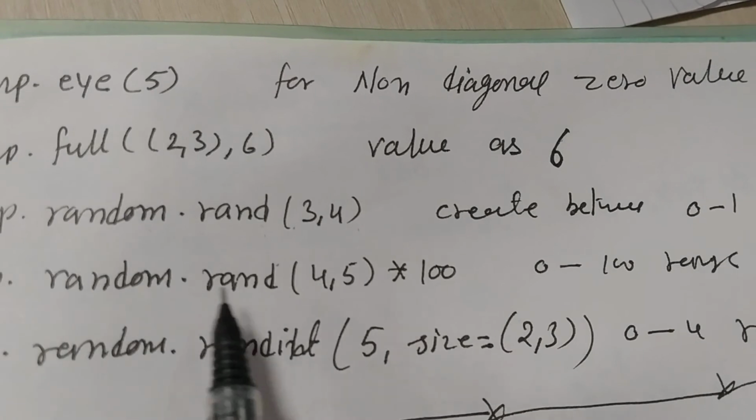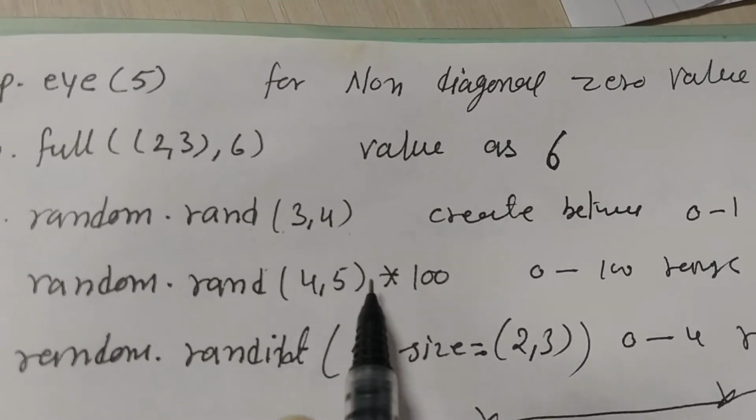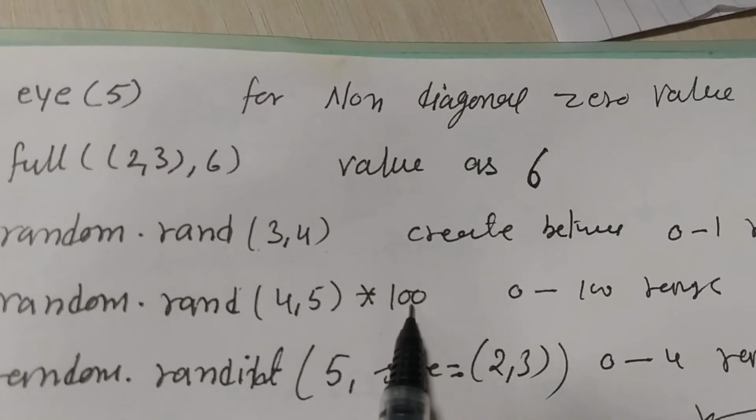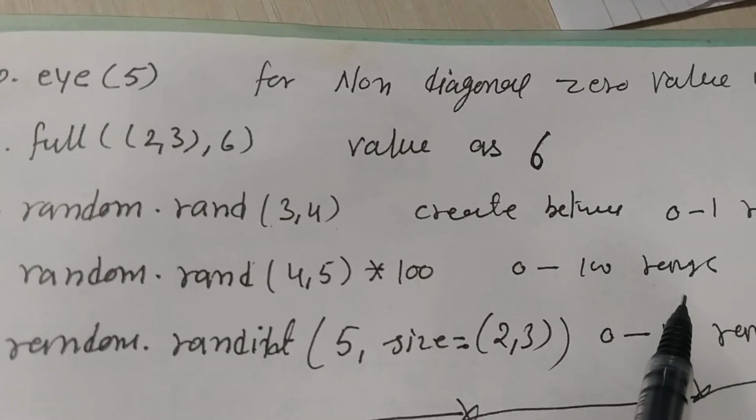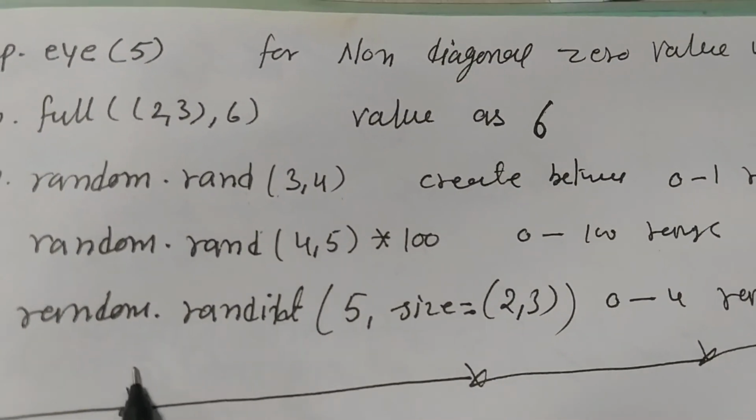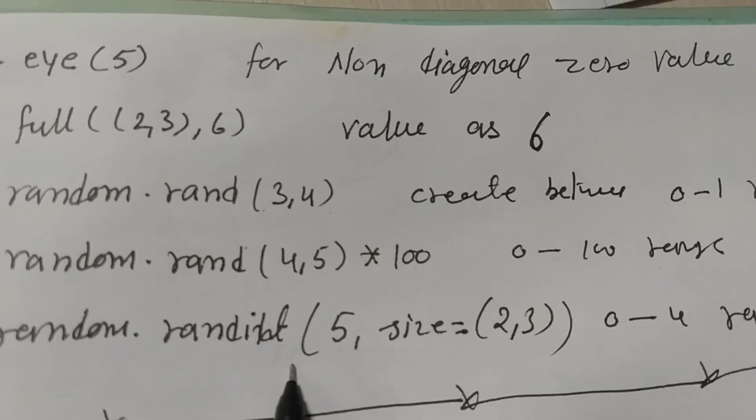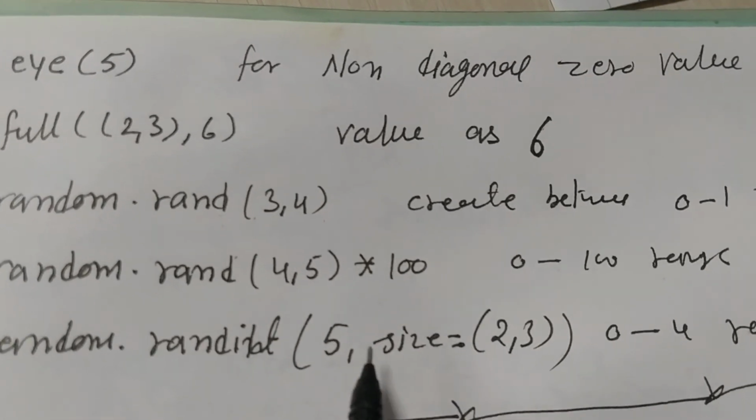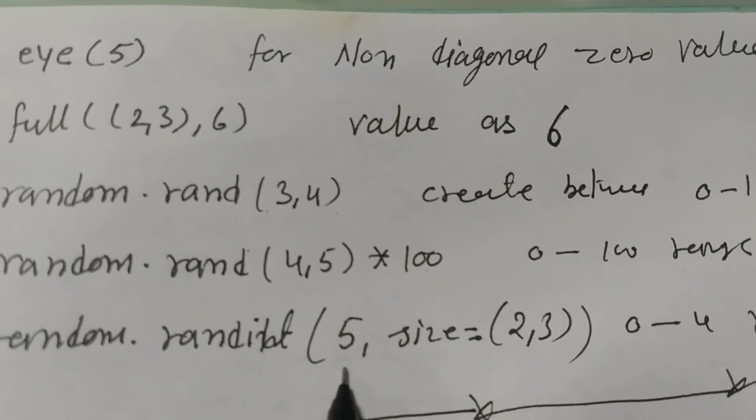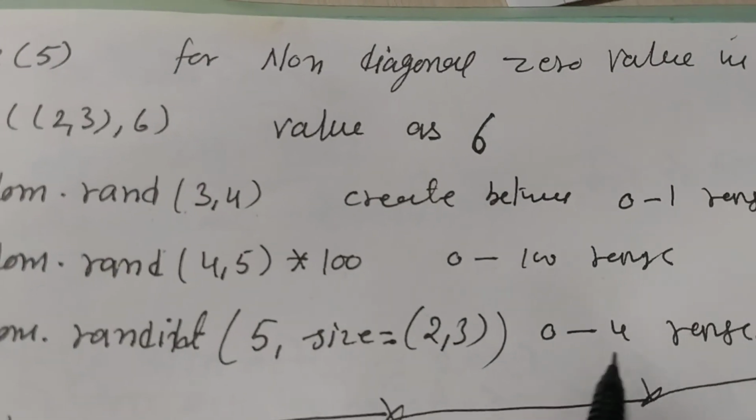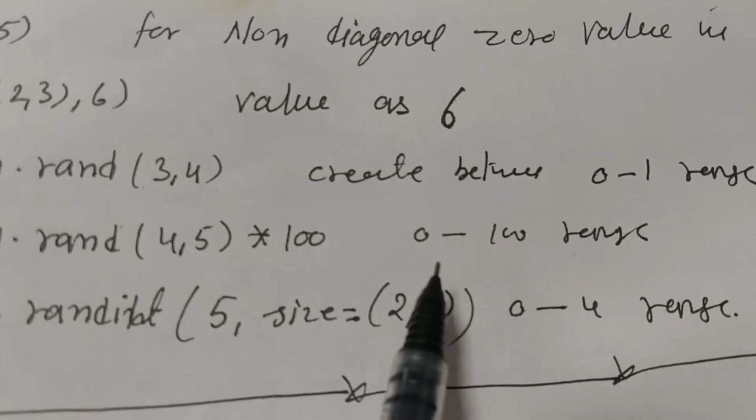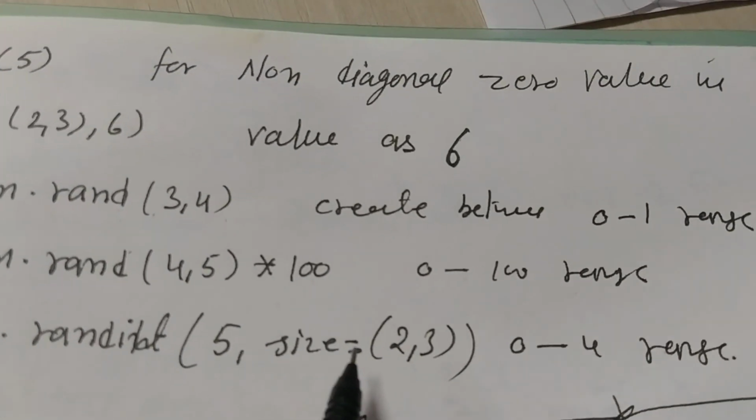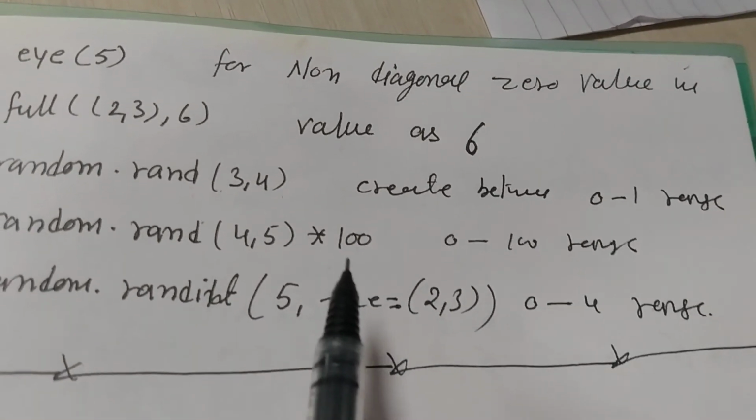Then through the rand function we have done 4 by 5, but now here we are creating in a 100 range, 0 to 100. And here in the last, random.randint, we are creating integer values. Total number of values 5, so it will go from 0 to 4. These 0 to 4 values will be defined in a 2 by 3 numpy array.